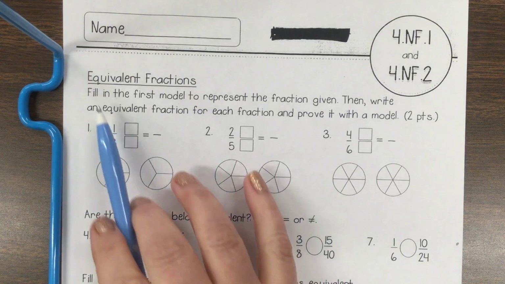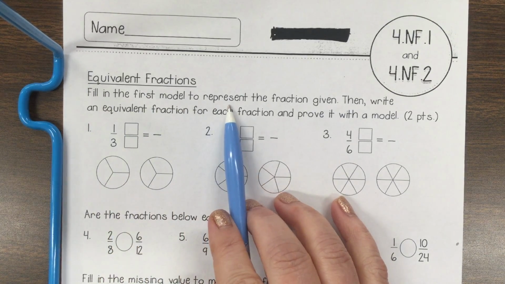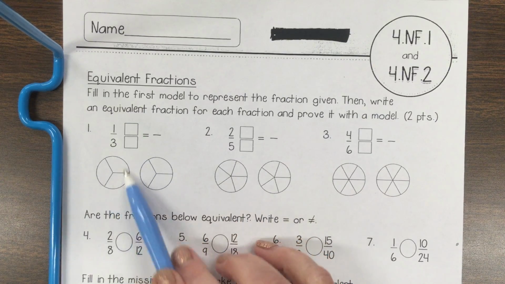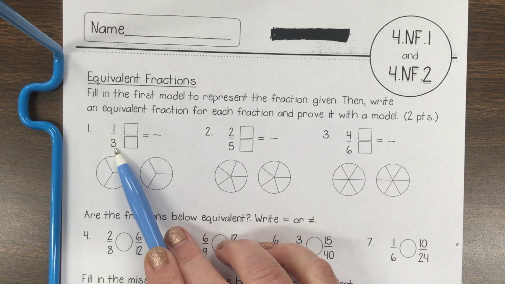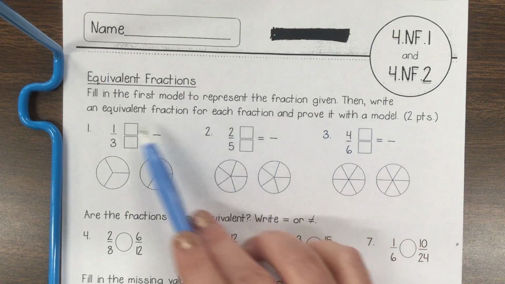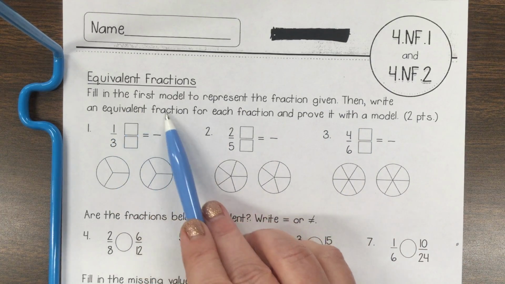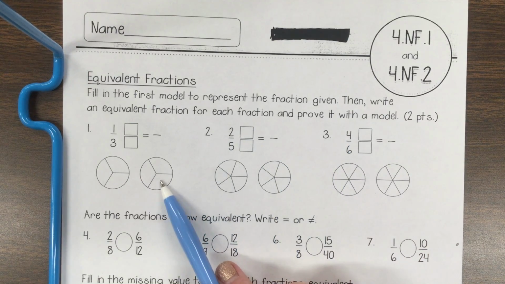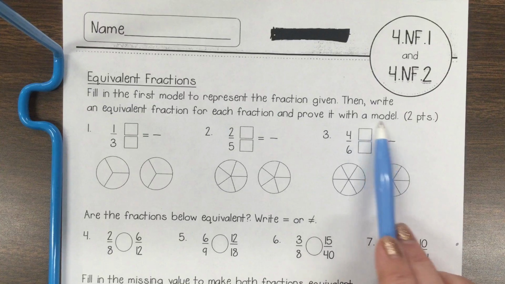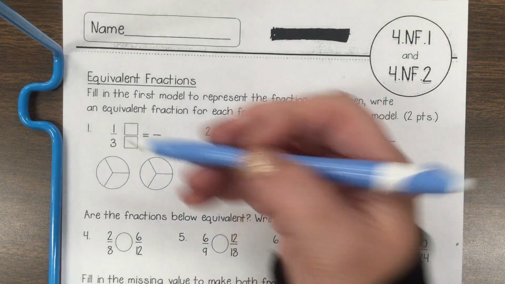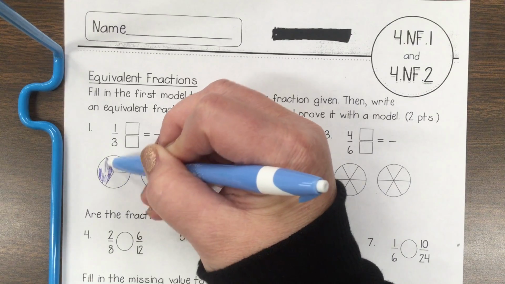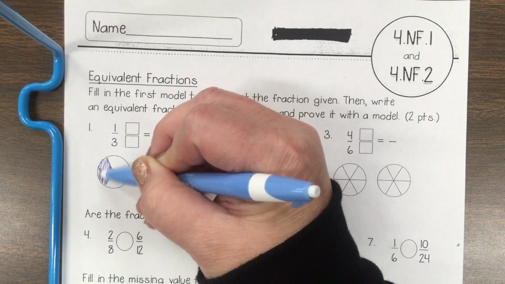All right, so here we have: fill in the first model to represent the fraction given. So this is 1/3. So I'm filling in this model to represent 1/3. Then write an equivalent fraction for each fraction and prove it with a model. So this is the picture where we're going to prove it with that model. So here I'm going to shade in 1/3. Go ahead and shade that in with me.